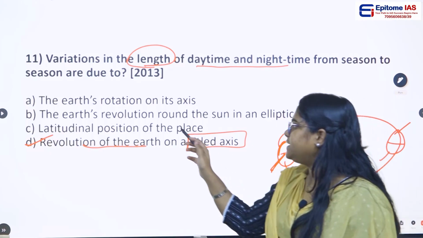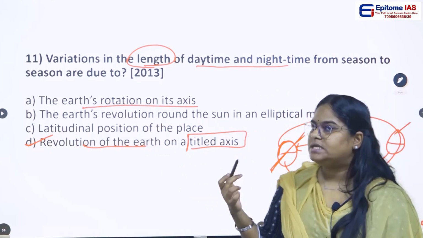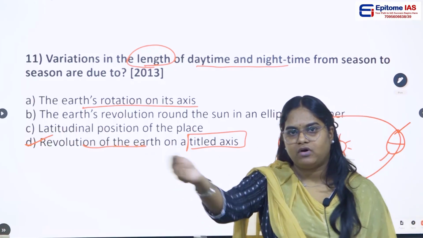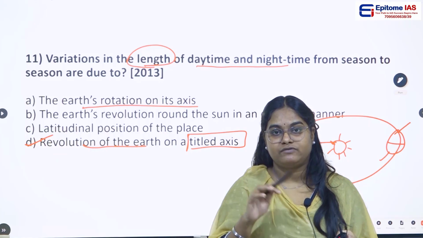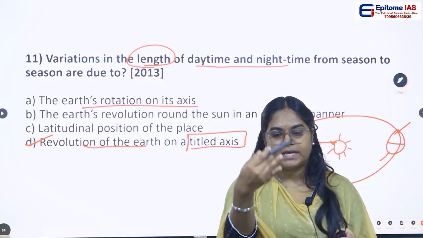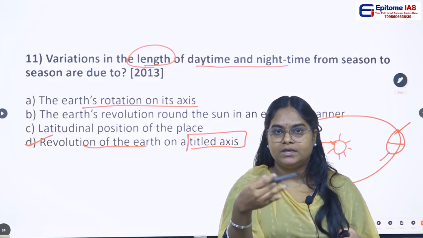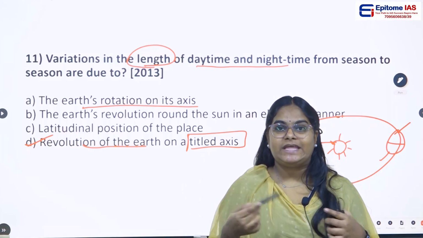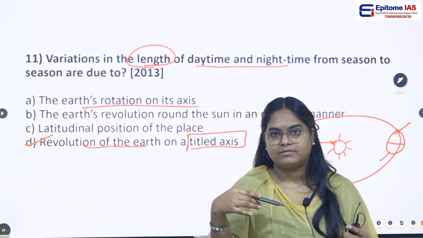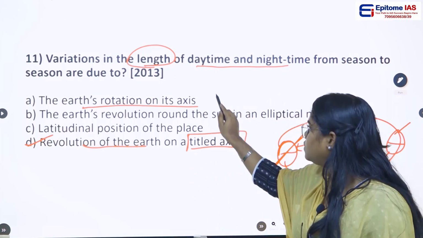And if you see option A, it is talking about Earth's rotation on its axis. Let's say Earth is rotating. It's not revolving, but rotating. What will happen? Yes, there is a difference. It forms day and night. The side which is in front of the sun will have day. The opposite side will have night. But there is no variation in the day and night. Both the night and the day will be equal. So this option is wrong.